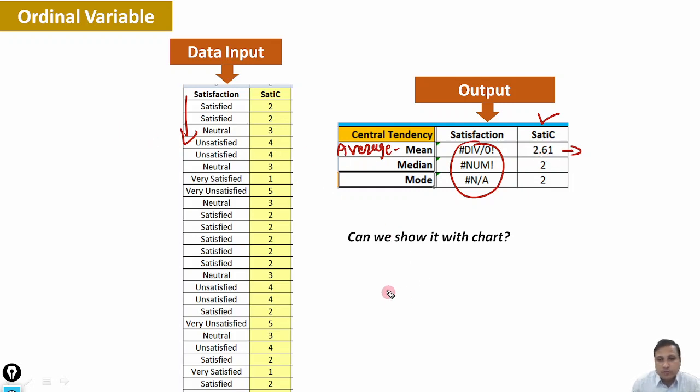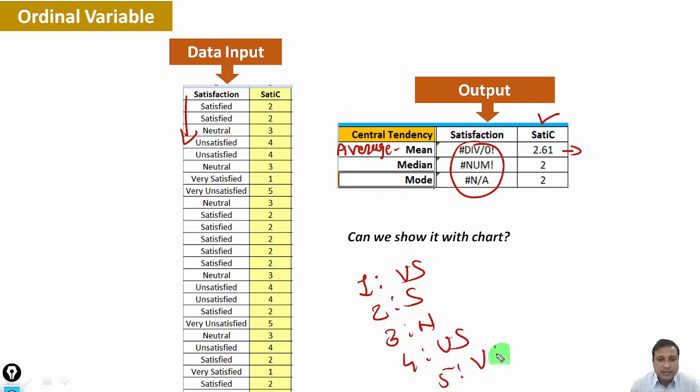If you remember, code 1 we gave to very satisfied, code 2 to satisfied, 3 to neutral, 4 to unsatisfied, and 5 to very unsatisfied. Now when I am saying 2.61, it lies somewhere in between, so how can I make a statement that the average respondents are saying they are not satisfied nor neutral? It's kind of a confusing thing, so I cannot interpret this.